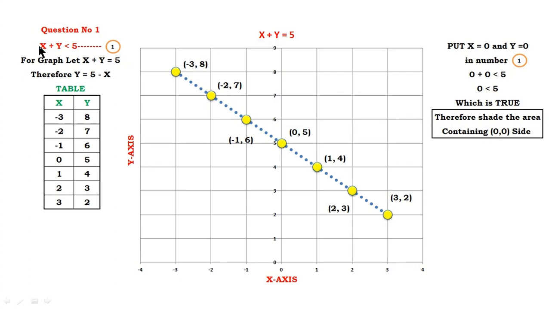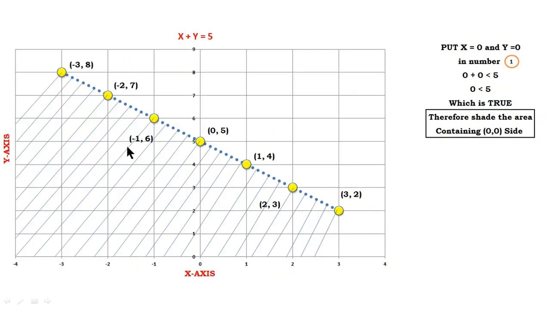Simply insert x is equal to 0 and y is equal to 0 in this equation. Number 1. Put x is equal to 0 and y is equal to 0 in number 1. 0 plus 0 less than 5. It means 0 is less than 5, which is true. Therefore, shade the region containing the 0, 0 side. This one. 0, 0 lies here. It means you have to shade this side. Because 0 is less than 5, you have to shade the area where 0, 0 lies. These are the important points.